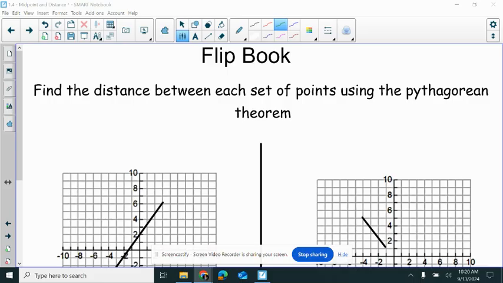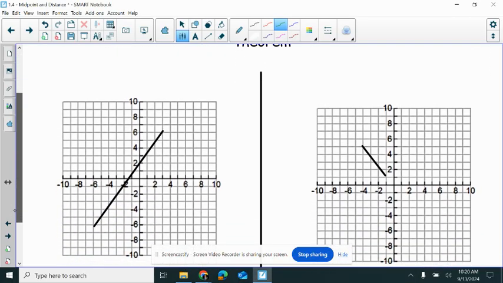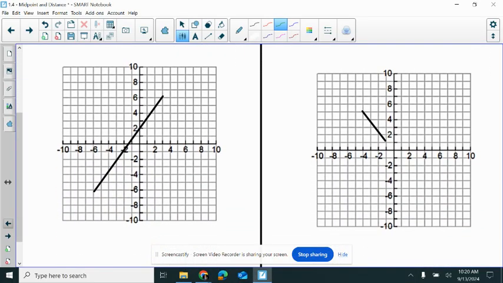This is Mr. Wright. Today we're going to go over how to find the distance of a segment in a graph. So if I want to figure out how long these lines are, I can't just count them because it's cutting across the grid lines. You can only count on a graph if the lines are going straight up and down or straight across. I can't count diagonal lines. So what I'm going to have to do is use the Pythagorean theorem.